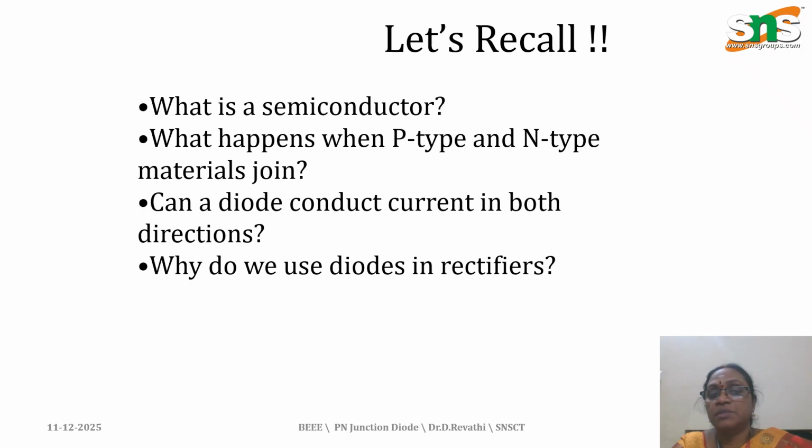So first, what is a semiconductor? Anyone can recall. I think you all studied it in your previous classes, that is, your HSC, +2. Yes, of course, it's a material with electrical conductivity between a conductor and an insulator. Very good. And what will happen if you connect P-type material and N-type material? Yes, it creates a depletion region, and we can say it is a junction.